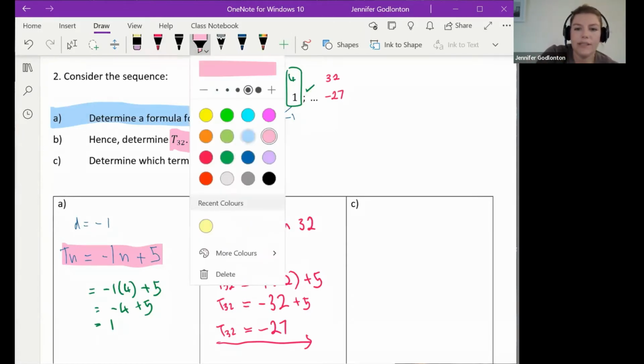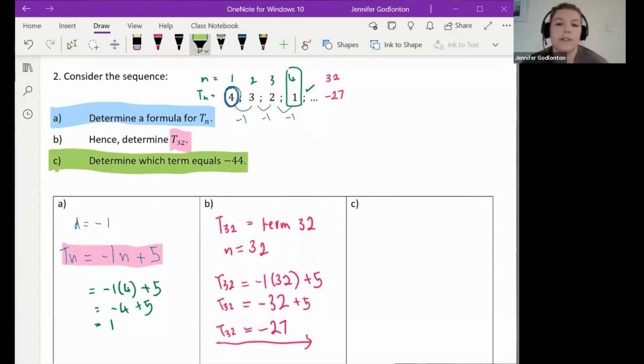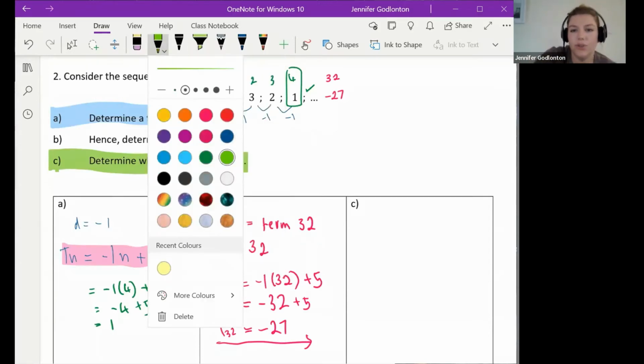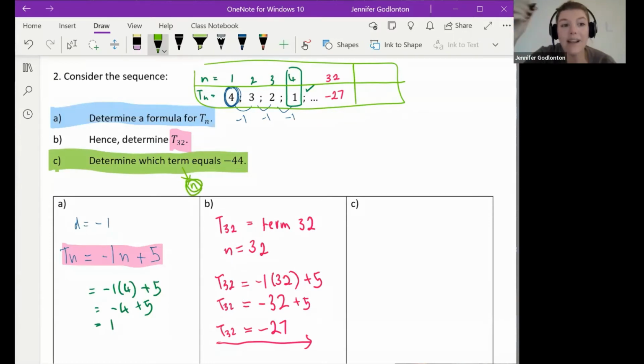All right, and then let's look at C. C is saying determine which term equals -44. So if I'm looking up here at these numbers, where is the -44? Is it at the top or is it at the bottom? It's at the bottom. Good. Whenever it's saying term, it's talking about n. So what is our n value if our bottom answer is -44?